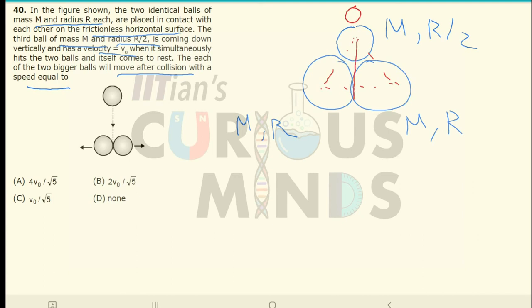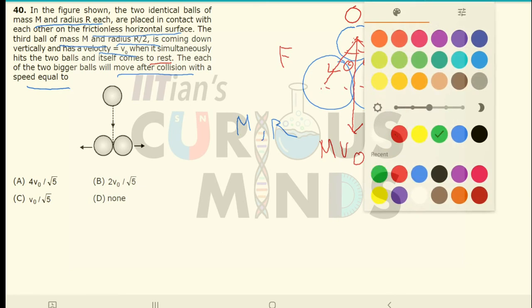Now, if initially the first ball is falling with a velocity v naught, it means that its initial momentum is m v naught, and its final momentum will be equal to 0 because it comes to rest. It means that for a short amount of time, it will impart a certain force, F in this direction, and the same force will be applied in this direction, since you can see from the diagram that it is symmetric. So let this angle be theta, and this angle also theta. So I can say that in the vertically downward direction.